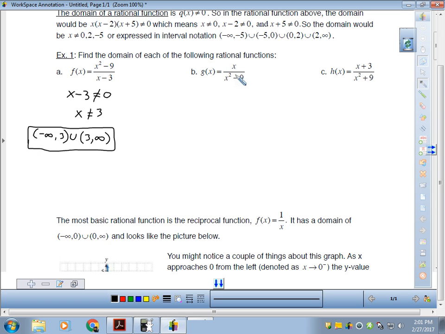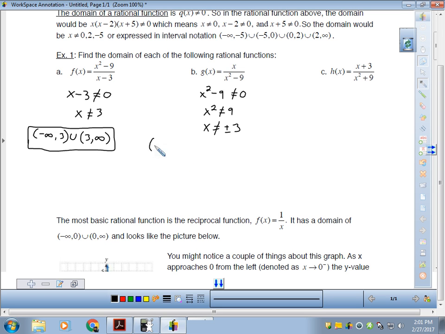We got g of x equals x over x squared minus 9. So it's x squared minus 9 cannot equal 0. Add the 9 across, so it's x squared cannot equal 9. And then to get rid of the square, we would do a square root. And so we get x cannot equal plus or minus 3. Remember, when you take the square root, you have to have a plus or minus. So it means we actually have two restrictions.